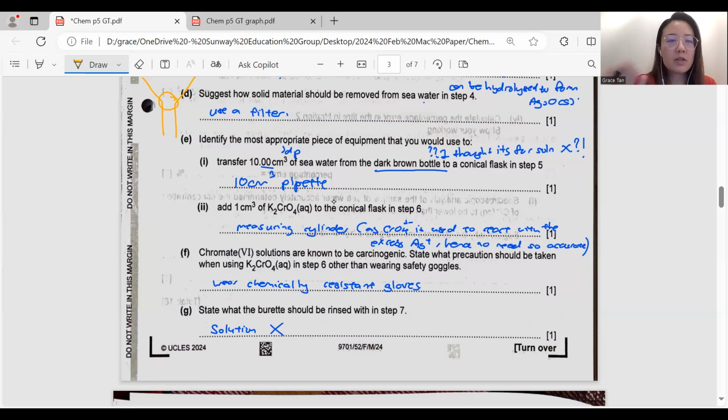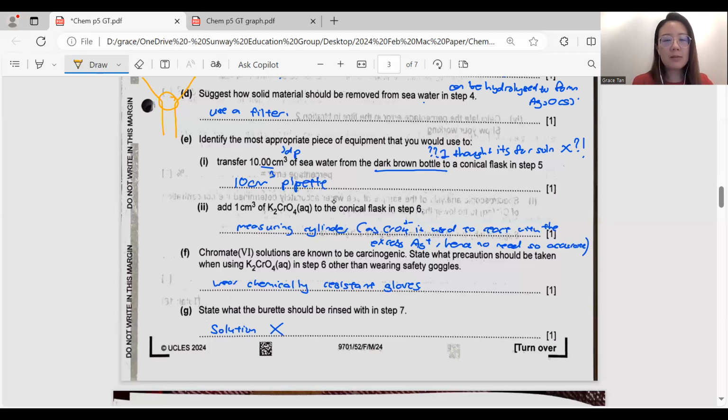Now normally extraction of liquid, or transferring of liquid into a conical flask, we use a pipette. So to come up with such an accuracy of 2 decimal place, perhaps you may need to use a graduated pipette. But then again, you don't learn what is the error on a graduated pipette versus a volumetric pipette. So you just need to write a 10 centimeter cube pipette will do.